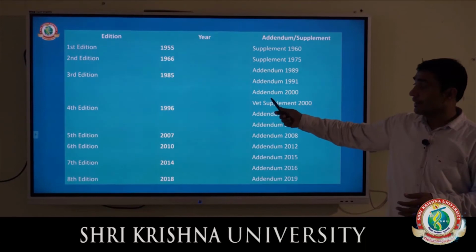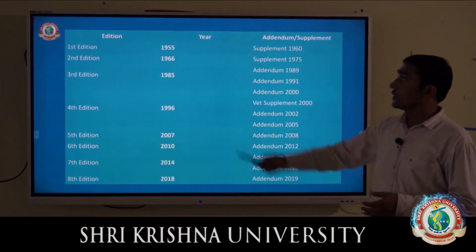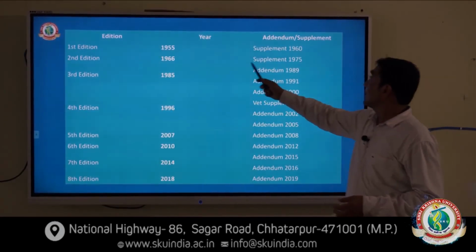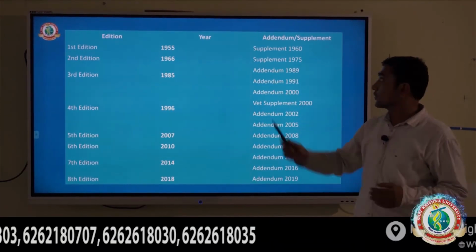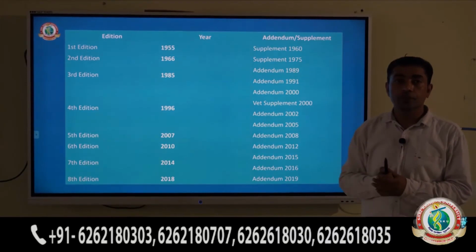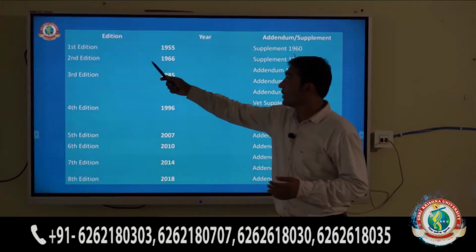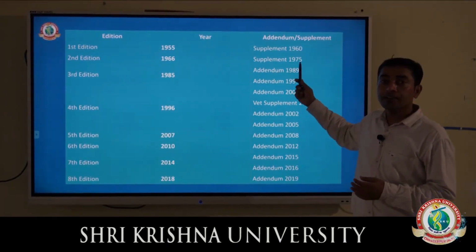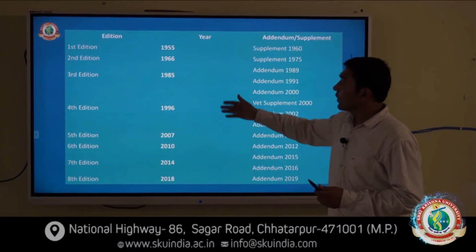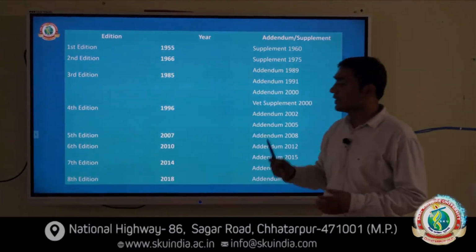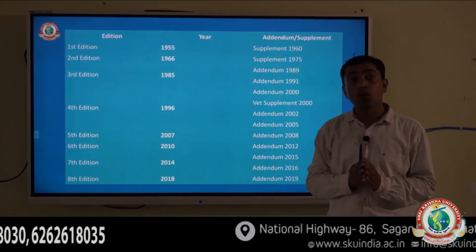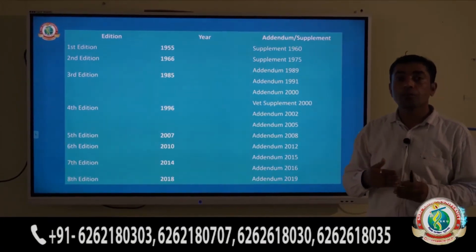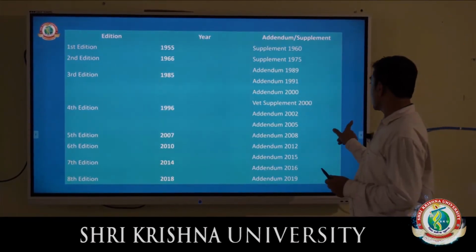So, these are the different editions of Indian Pharmacopoeia. The first edition of Indian Pharmacopoeia was published in 1955 and the supplement to this first edition was published in 1960. After that, the second edition comes in 1966, whose supplement comes in the year 1975. So, these are the five editions till now. Eight editions of the Indian Pharmacopoeia have already been published, okay, and these are the different supplements and addendums of a particular edition of Indian Pharmacopoeia.